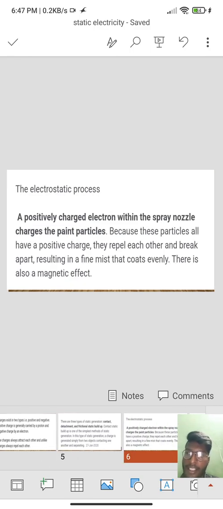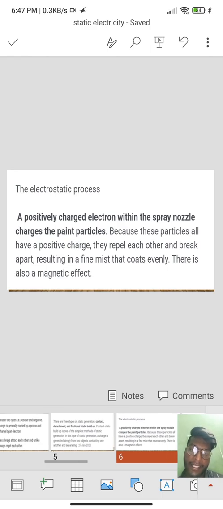The electrostatic process: a positively charged electrode within the spray nozzle charges the paint particles. Because these particles all have a positive charge, they repel each other and break apart, resulting in a fine mist that coats evenly. There is also a magnetic effect.